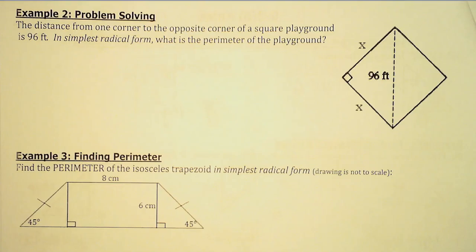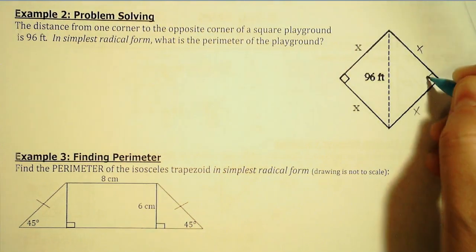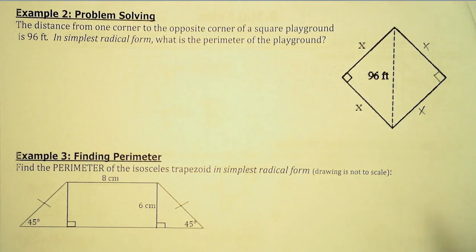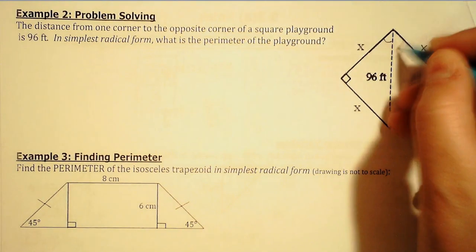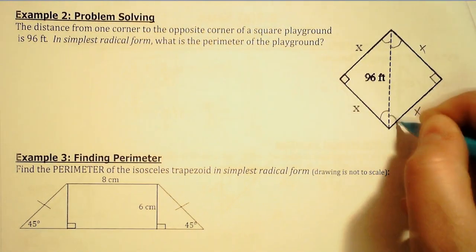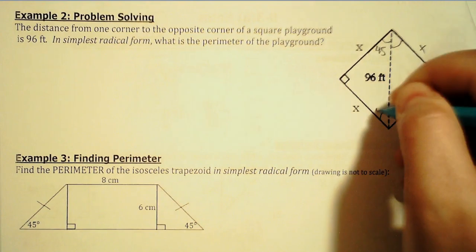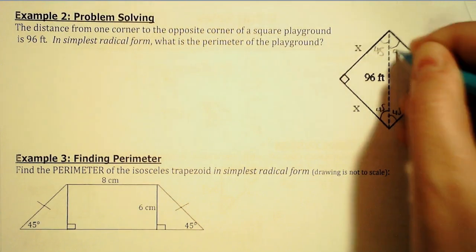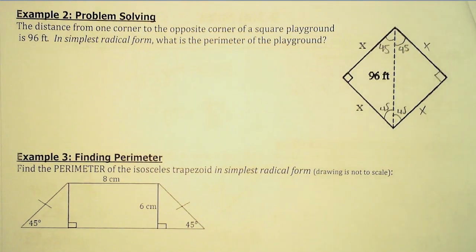Alright, on the back it says the distance from one corner to the opposite corner of a square playground is 96 feet. In simplest radical form, what is the perimeter of the playground? Now, if we have a square, technically I could have labeled all these sides with an X because they would all be the same. And if you guys remember, if you have a diagonal in a square or rhombus, that diagonal is going to split those angles into equal angles. So these are all going to be 45 degrees. So what we have is two 45, 45, 90s. And the diagonal would actually be the hypotenuse.